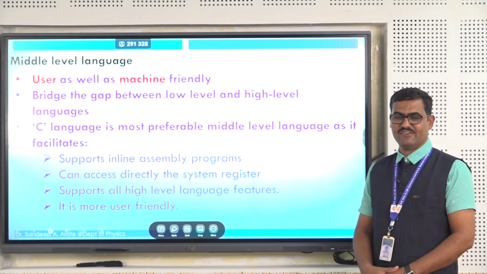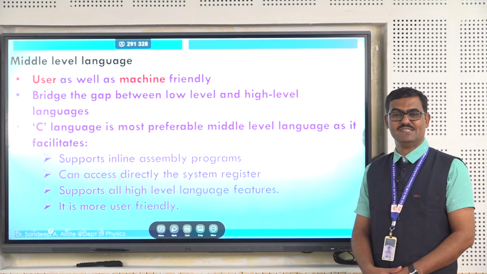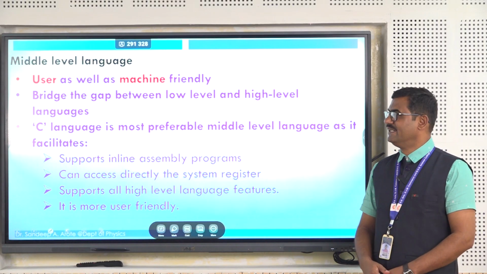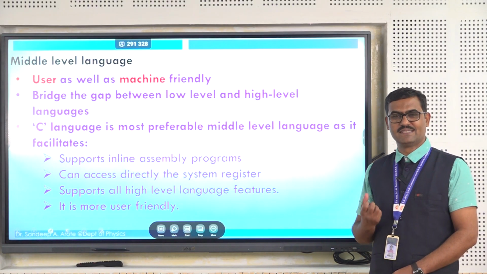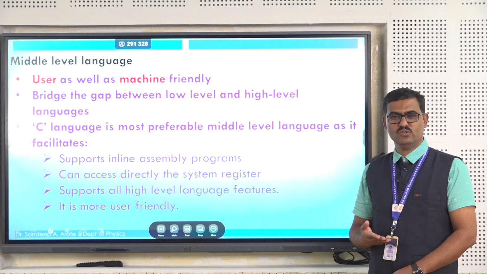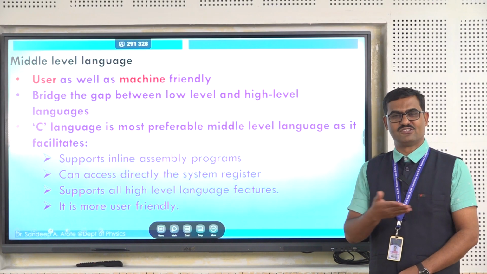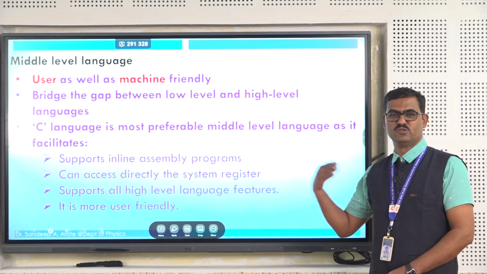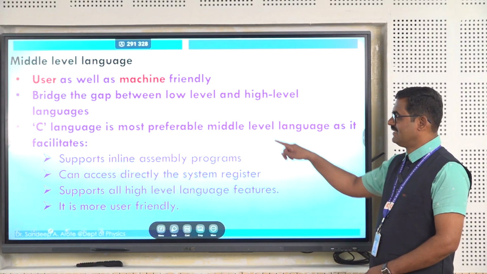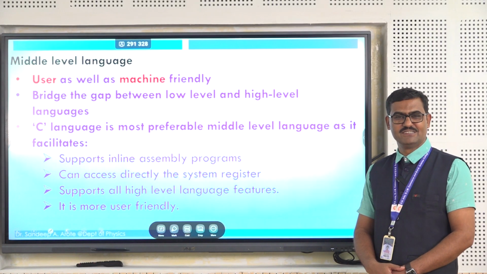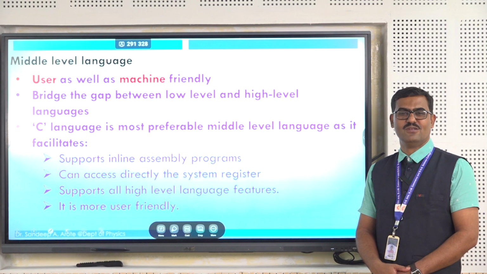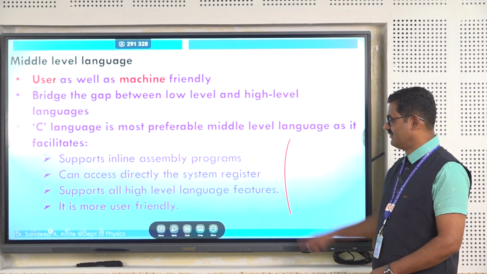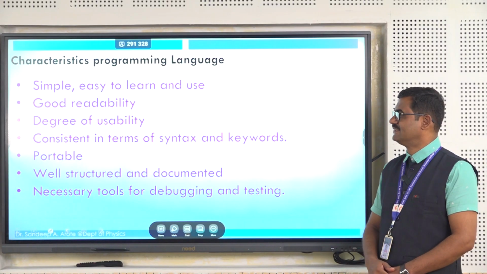Then next is middle level language. Middle level language is user as well as machine friendly. What does it mean? It means this language has the capability to give source code syntax for the user, as well as the capability to convert that source code into machine level language. C language is the most preferable middle level language because it bridges the gap between low level language and high level language. These facilities are available with C language.